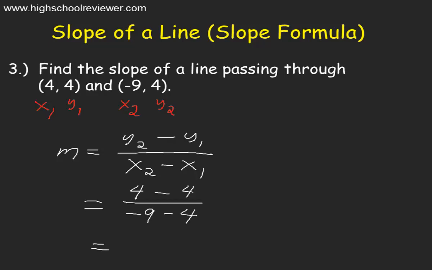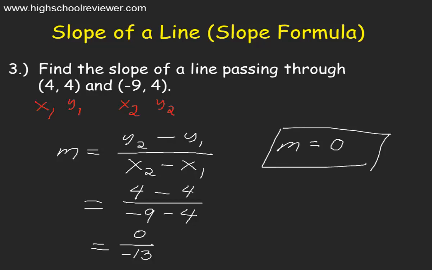So this will be 4 minus 4 is 0, all over negative 9 minus 4, that is negative 13. But we know that 0 divided by any number, the answer is 0. So our slope for problem number 3 is 0. So we do not have a slope for problem number 3.